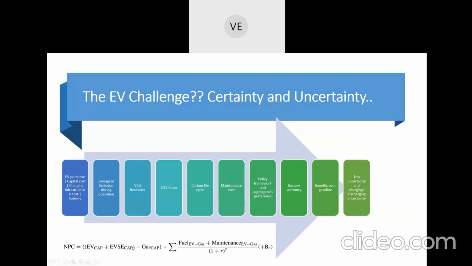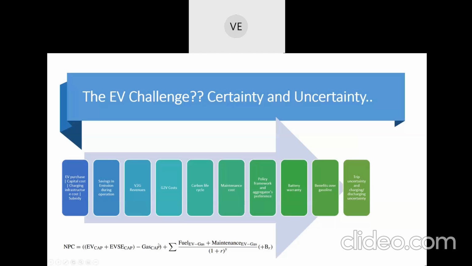So EV SE capital cost, which is the charging infrastructure cost. Some charging infrastructure cost is there for this. So EV SE cap minus gasoline capital cost. So this is the upfront cost for the gasoline based vehicle. So this is a saving basically. So this is cost for EV, this is cost for gasoline.